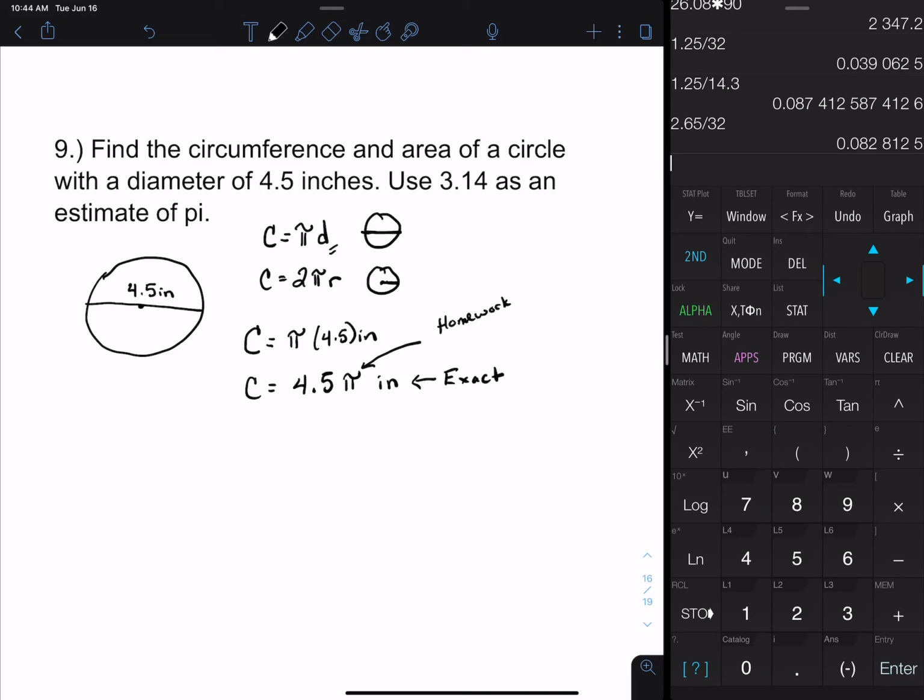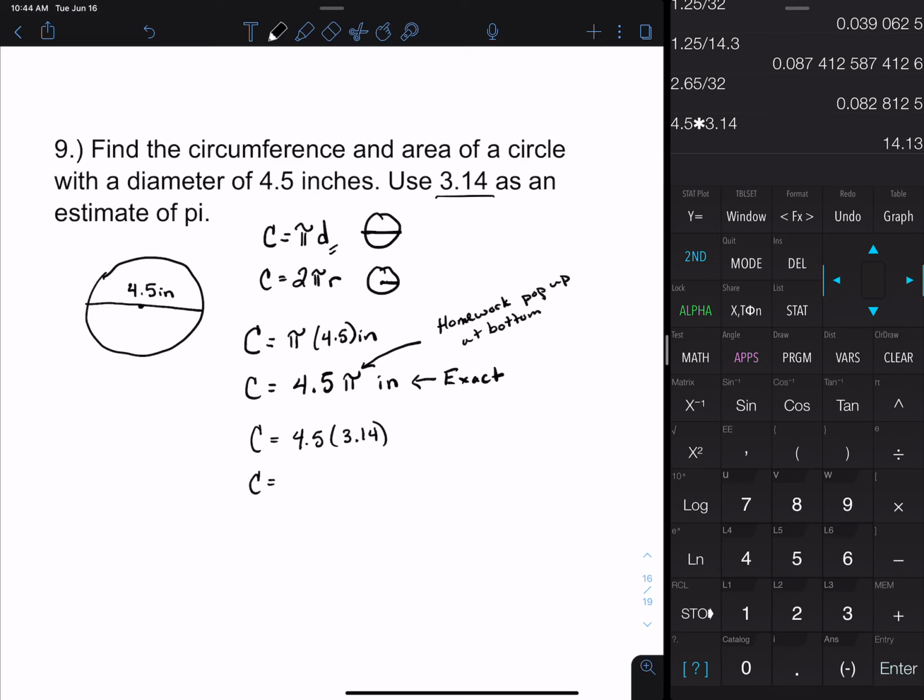will pop up at the bottom where you'll normally see stuff like to type fractions. You'll see a pi button. It's not on your keyboard. Now, they didn't ask us for an exact answer in this problem though. They told us to use 3.14 as an estimate for pi. So I'm going to do 4.5 times 3.14. And if I do that, 4.5 times 3.14 gives me 14.13 inches. Remember, circumference is like perimeter. It measures the distance around the edge, so those units, inches, stay the same.